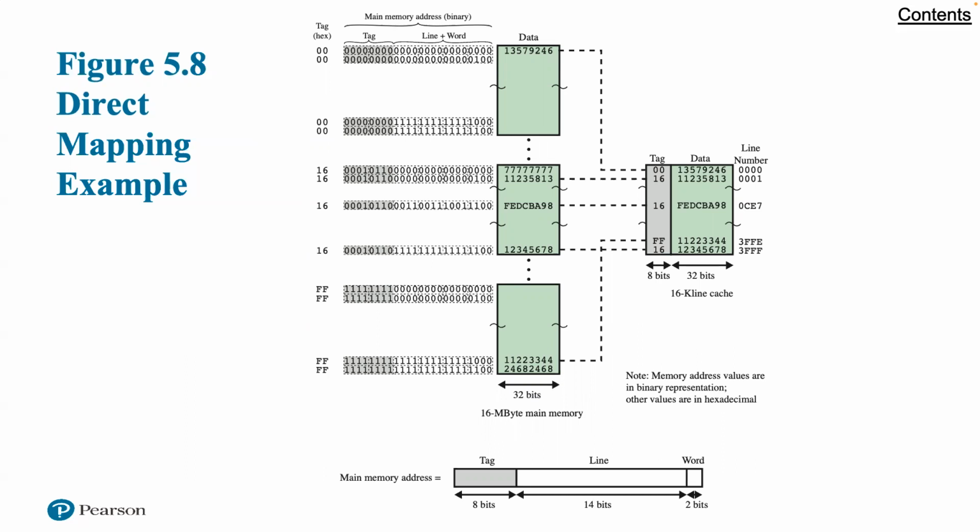A read operation works as follows. The cache system is presented with a 24-bit address, and so we see it's partly tag and partly line plus word. The 14-bit line number is used as an index into the cache to access a particular line. If the 8-bit tag number matches the tag number currently stored in that line, then the 2-bit word number is used to select one of the 4 bytes in that line. Otherwise, the 22-bit tag plus line field is used to fetch a block from the main memory. The actual address that is used for the fetch is the 22-bit tag plus line.